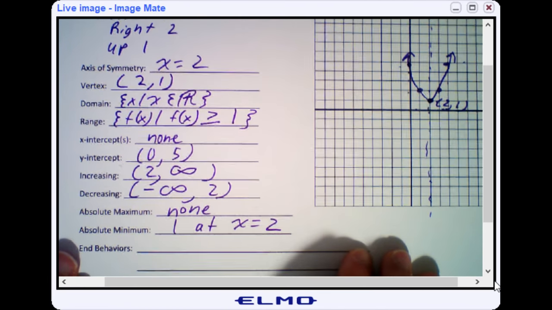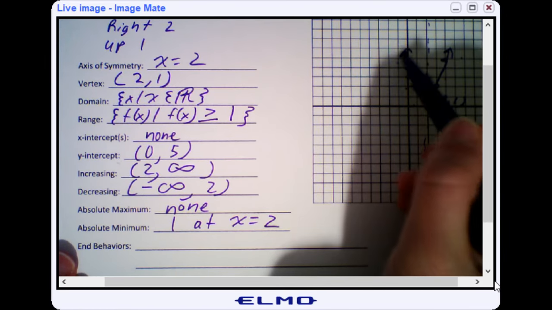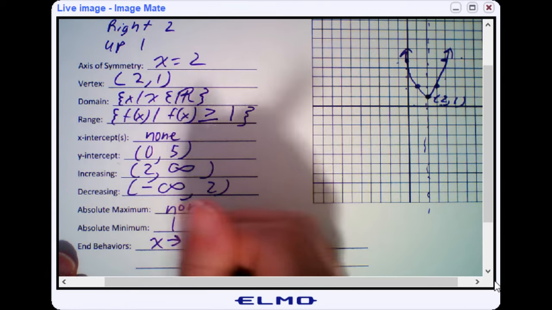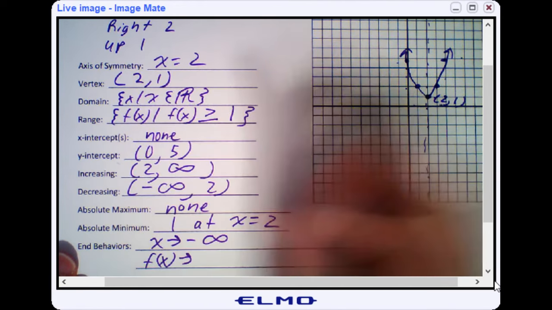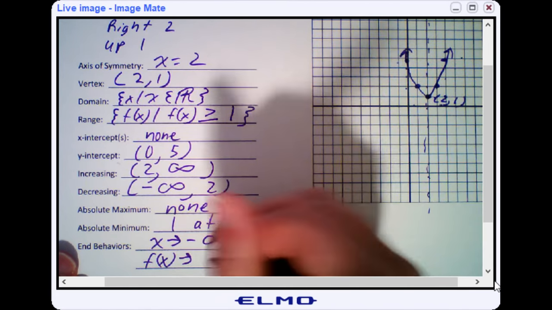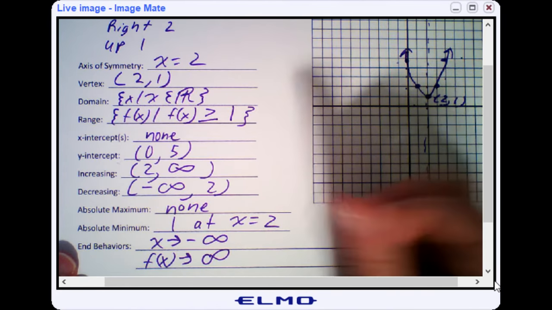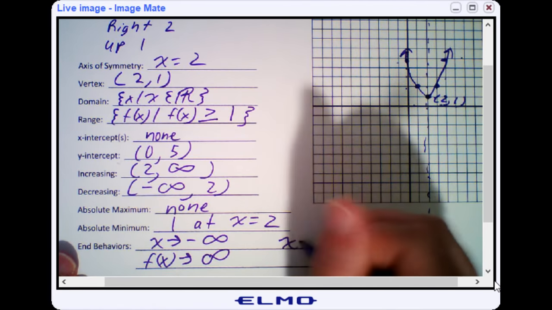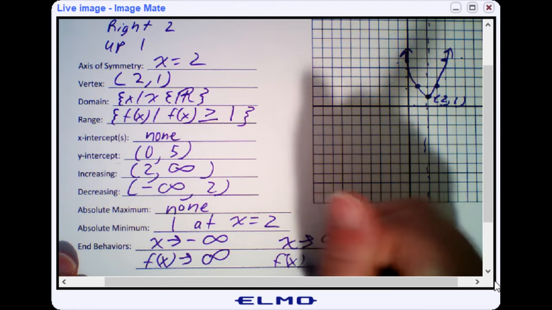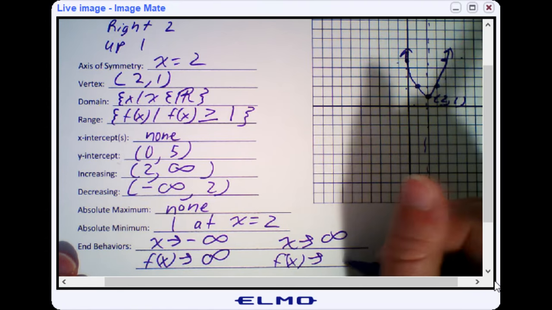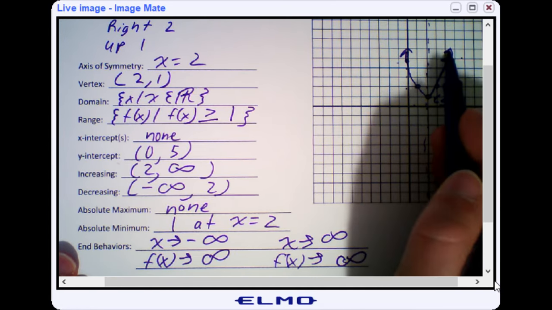For our end behaviors, for my left arrow, because I'm going left, x approaches negative infinity. f(x), or y, is going to approach infinity because this arrow goes up. It goes left and up. For this area over here, x approaches positive infinity because I'm going right. f(x) is going to also approach positive infinity because I go up. So I'm going right and up.